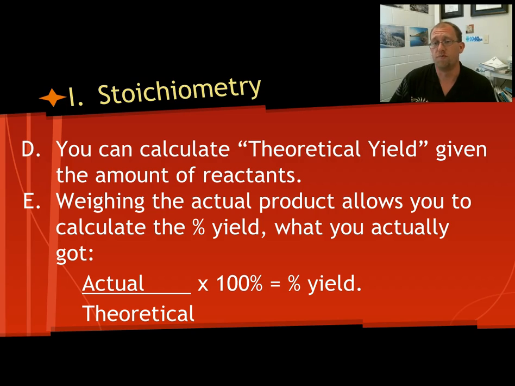You need to be able to determine how efficient your processes are. You don't want to waste anything. Your reactants cost money and your products are what you sell. So let's not waste stuff and let's not run out of things, right?